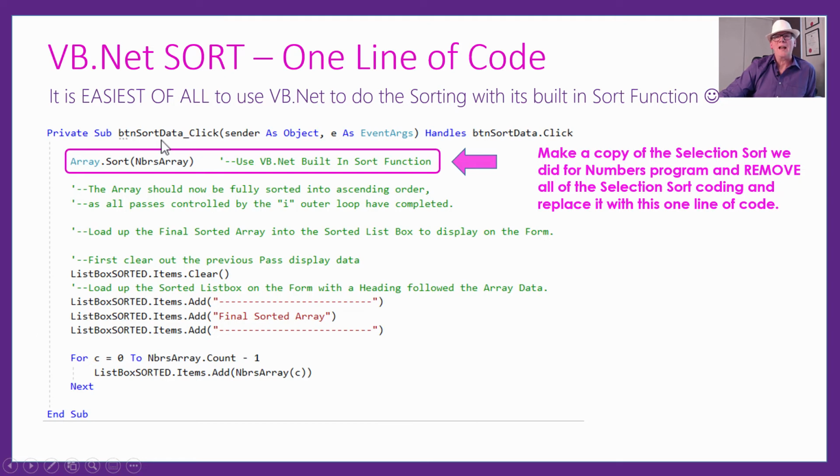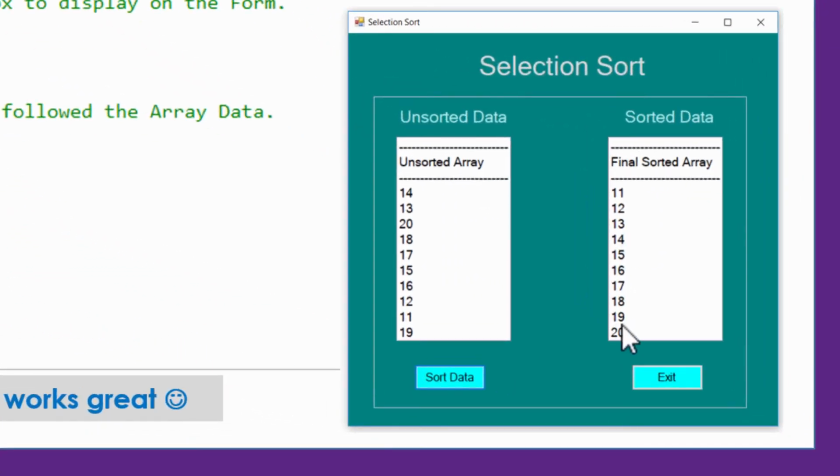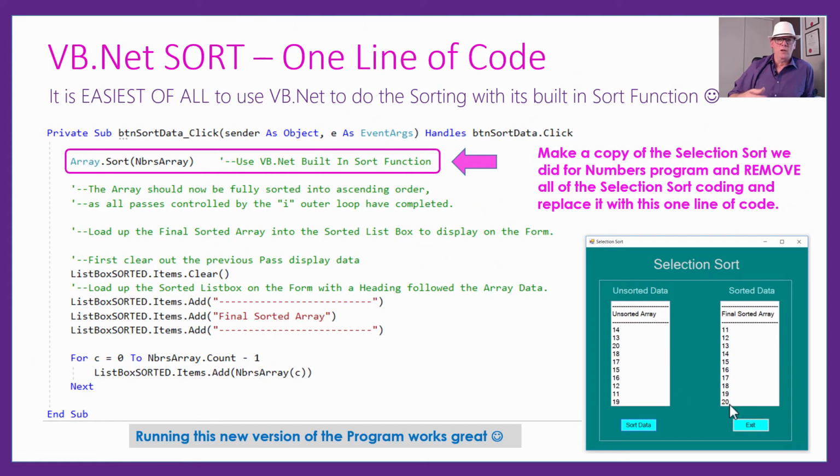So all your sort data button needs is just the one-liner of code, and VB.NET will do it all internally, secretly using quicksort behind the scenes, and then you can display your answers. So look, that all works fine. There's the unsorted one. Bang, perfectly sorted, all right? So yeah, just try that out if you've done the other program, and you'll see that, yeah, sorting's not such a big deal.